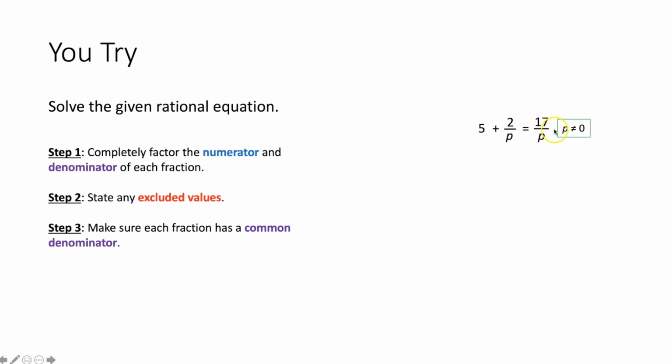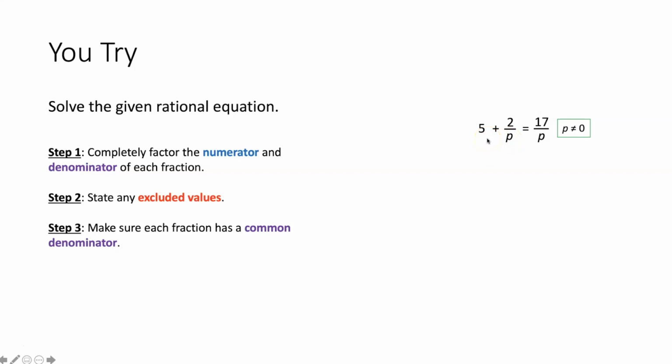Again, this is the hardest part of these questions, to figure out what our least common denominator is. So these two fractions already have a common denominator. It's p. So is there any way that I could get p to be our least common denominator? Well, I would need this denominator over here to be p. Well, if 5 is the same as 5 over 1, what would I have to multiply 1 by to get it to be p? That'd be p.